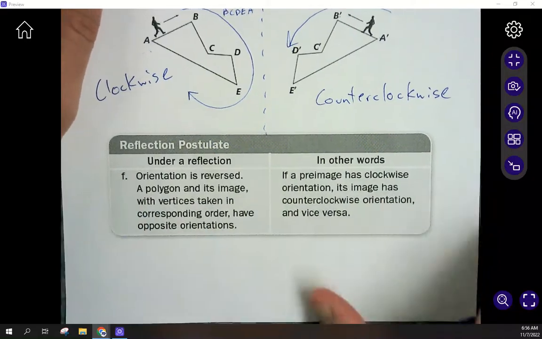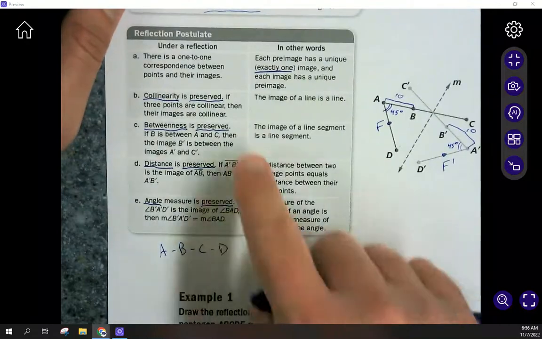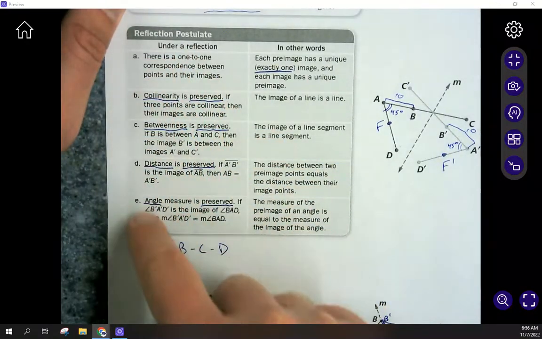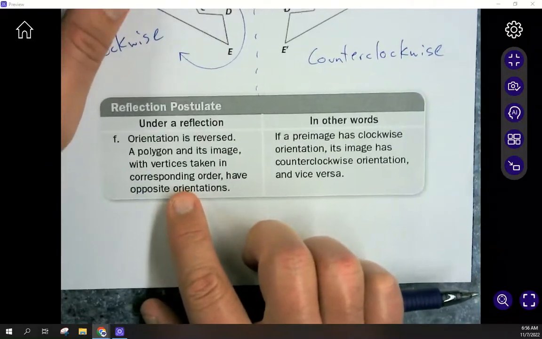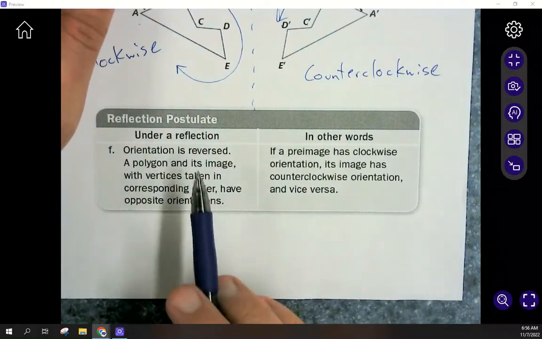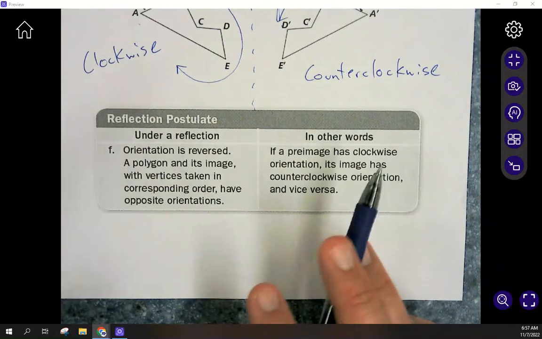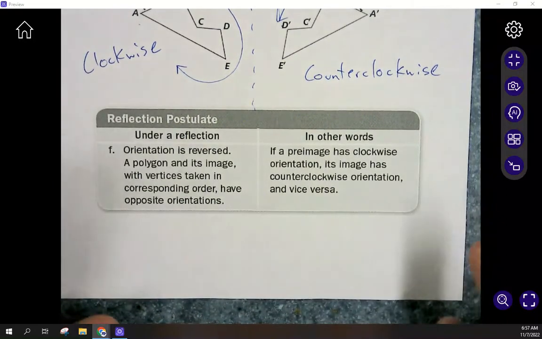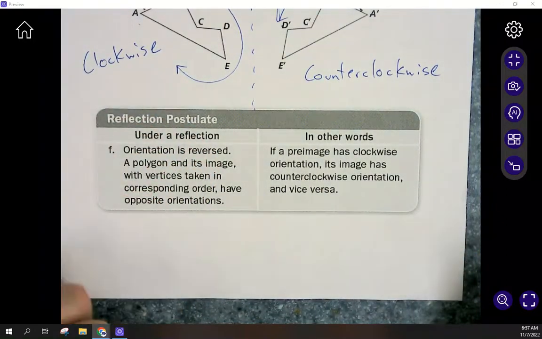All right, so notice this is F. This is a continuation of this postulate. Okay, it's got 1, 2, 3, 4, 5, 6 points here, A through F. And so F now deals with orientation. The reason we separated this is because on the front side, it talked about everything that was preserved, and now we're talking about things that are not preserved.